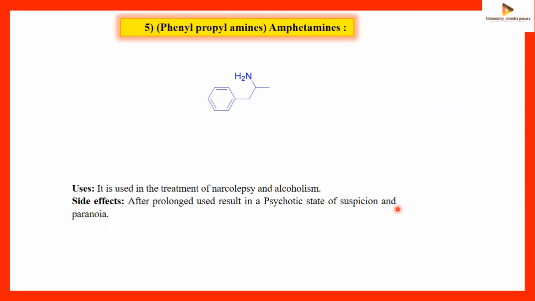The next class is phenylpropylamine, and the example of this class is amphetamine. This is the structure of amphetamine. There are two classes of phenylpropylamine, that is phenyl N-propylamine and phenyl isopropylamine. Amphetamine comes under isopropylamine.